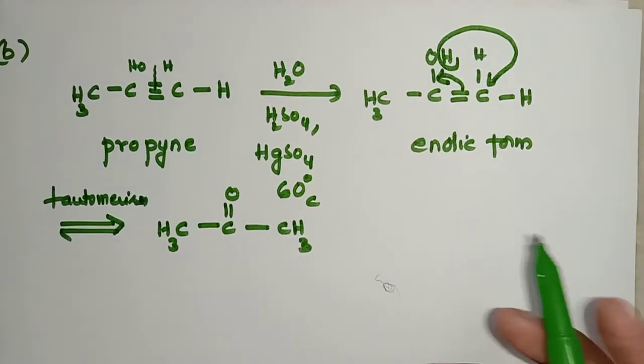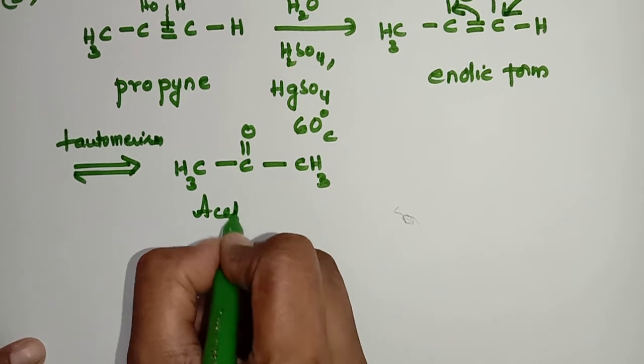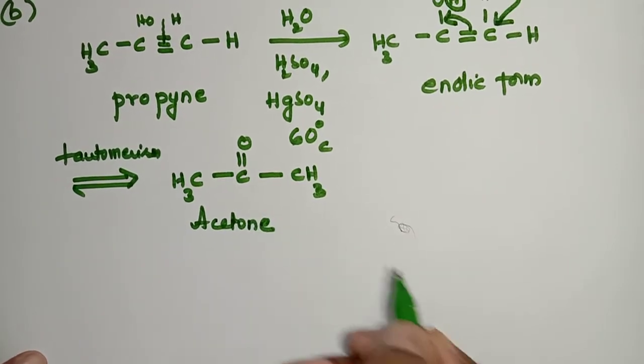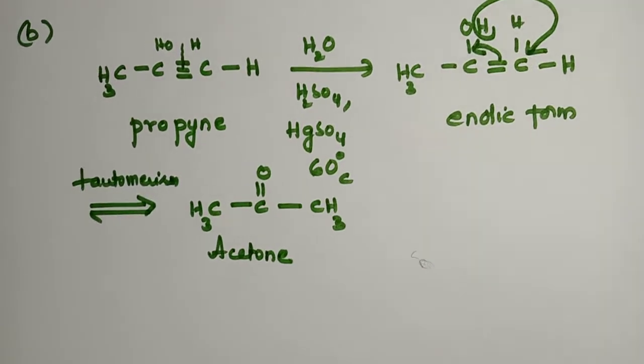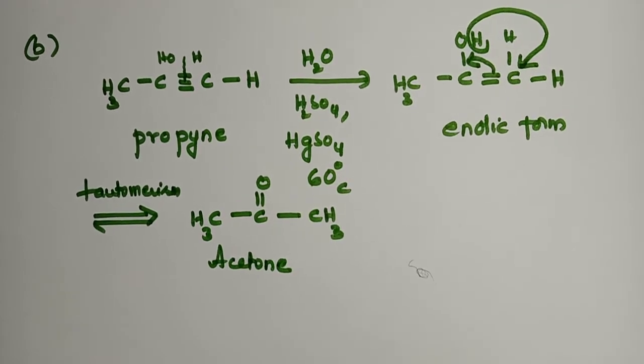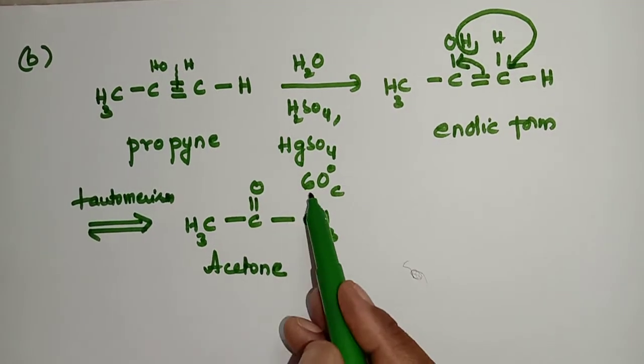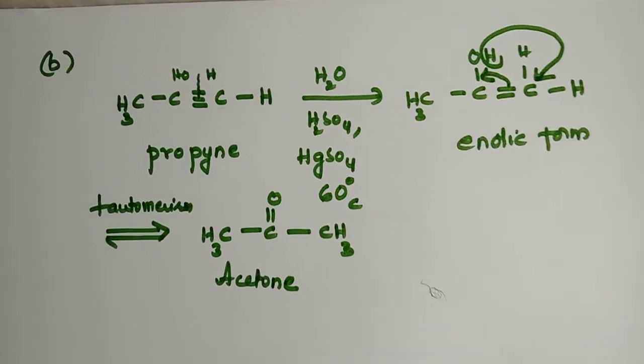This is nothing but a rearrangement called tautomerism. Finally, we obtain acetone. So this is the way we prepare ketones from alkynes using hydration in the presence of sulfuric acid and mercuric sulfate and heating up to 60 degrees centigrade.